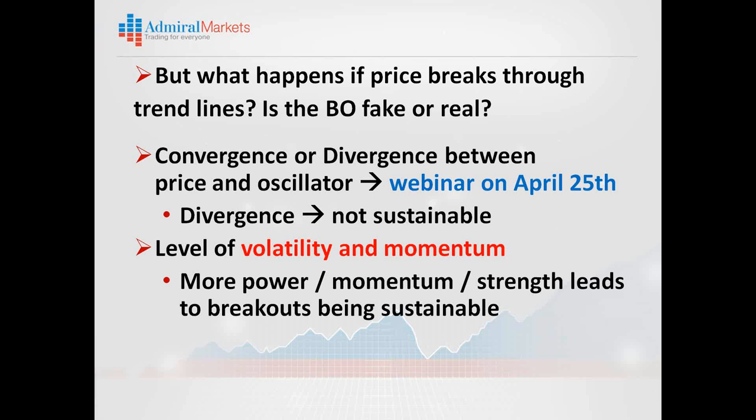Then we also have the intensity, or momentum or volatility, which we can try to measure to see if the breakout has sufficient power to break out in a sustainable manner and give us the pips we're looking for, whatever the time frame we're using. So I have more examples here about how to measure volatility and momentum, because we already covered convergence and divergence in that webinar. So let's focus on volatility and momentum. Then we'll take a look at your questions.